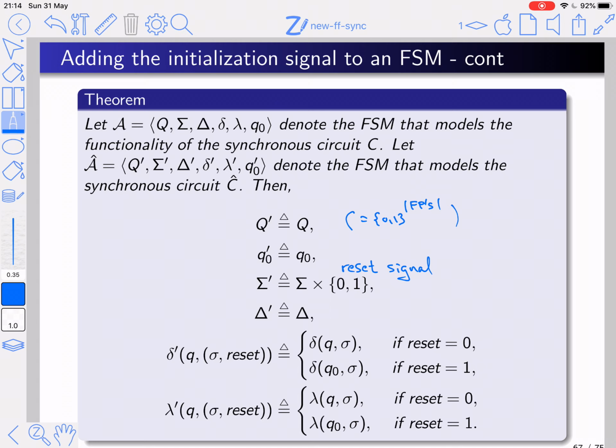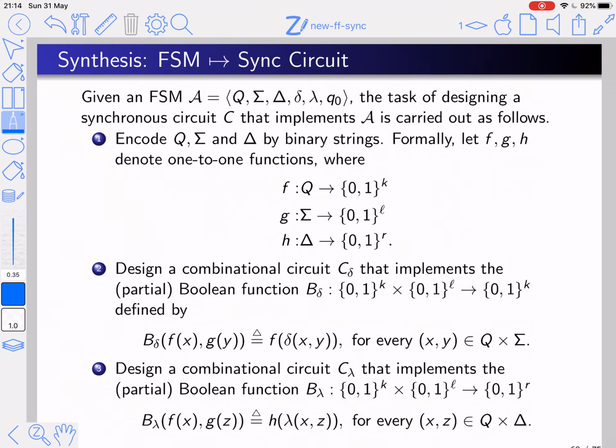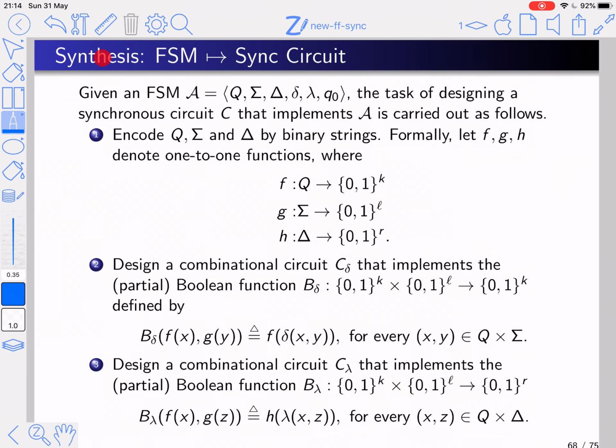Okay? Now let's talk a little bit about synthesis. Synthesis is a process in which we have a finite state machine and we want to find a synchronous circuit that implements this finite state machine. So we're given a finite state machine and our goal is to find a synchronous circuit that implements the finite state machine A. How do we do this? Well, we look at the set of states, we look at the input alphabet, we look at the output alphabet, and we have to decide how to encode each one of these sets using binary strings.